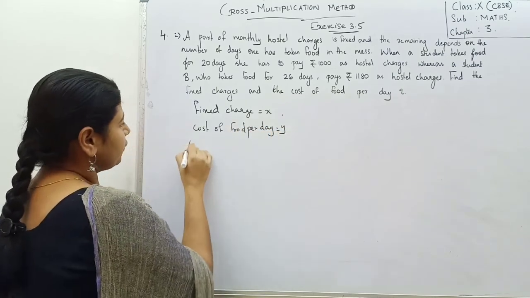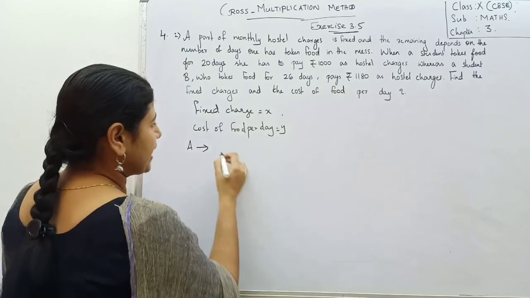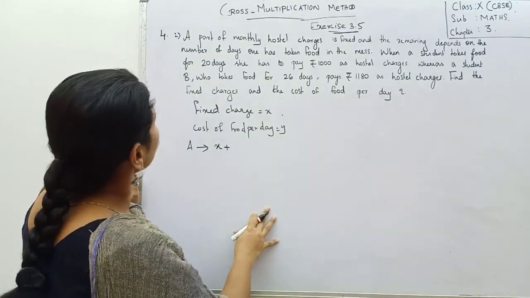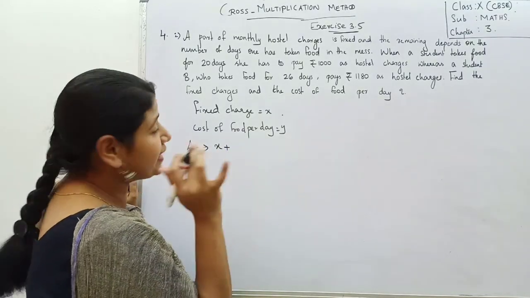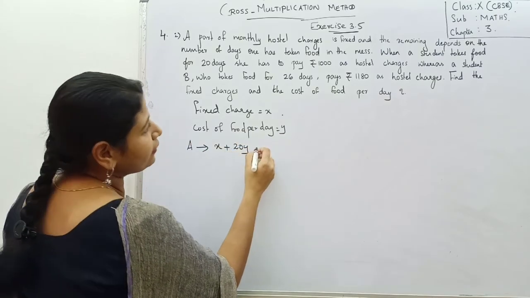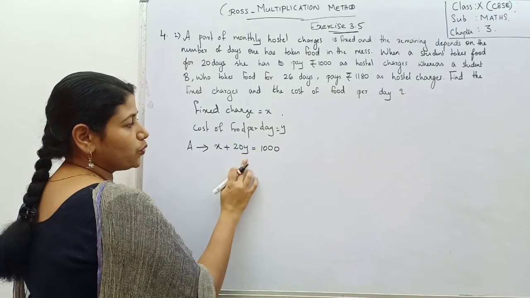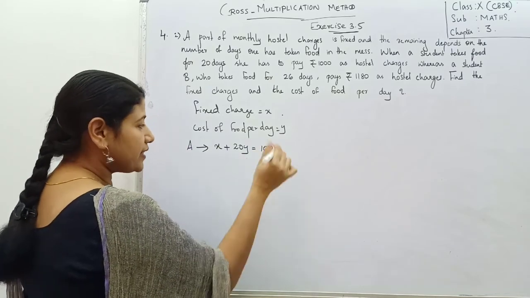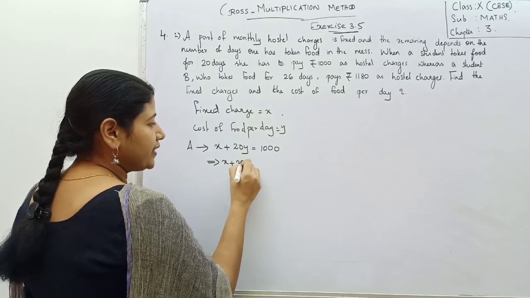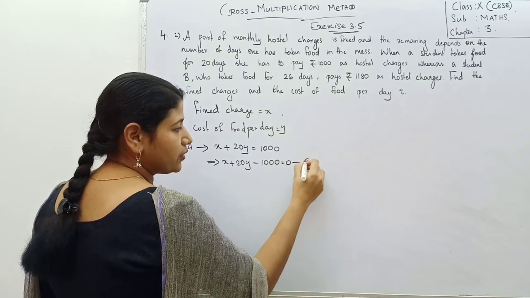So, in the first case, for the case of A, we can say that he gives a fixed charge x, and he takes the food from the mess for 20 days. So, he had to give 20y. The total he gave is rupees 1,000. So, we can write x plus 20y equal to 1,000. This can be changed in this form: x plus 20y minus 1,000 equal to 0. This is our first equation.